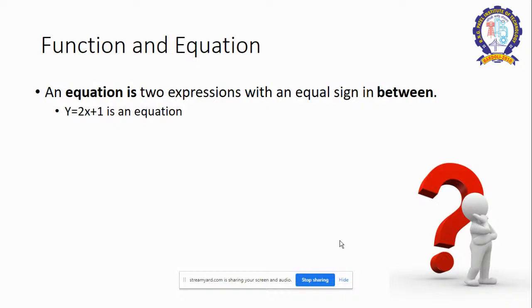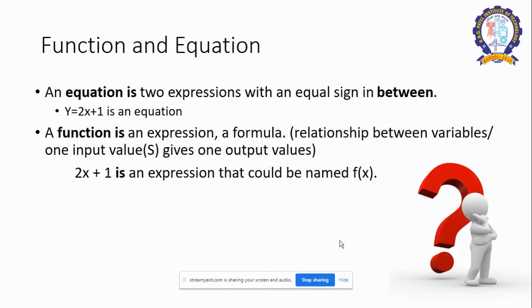An equation is two expressions with an equal sign in between. It is like y = 2x + 1. There is y on the left hand side, 2x + 1 on the right hand side, and in between there is an equal sign. This is the equation. And a function is an expression, a formula, considered as a relationship between variables. One input value gives one output value, which can be considered as the same thing.